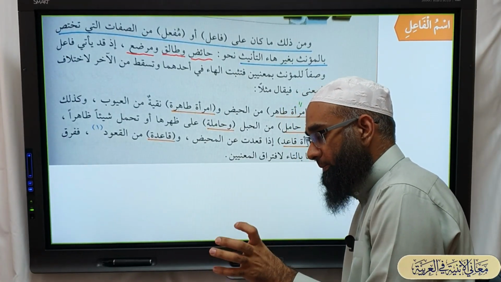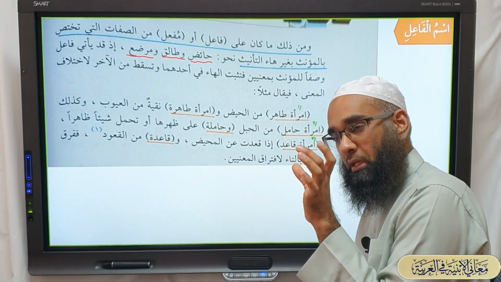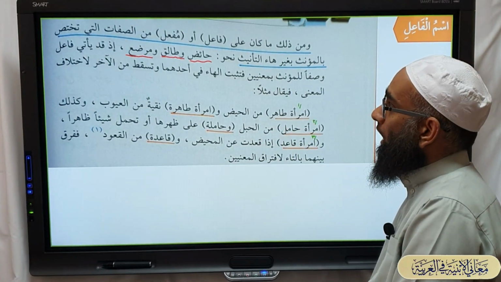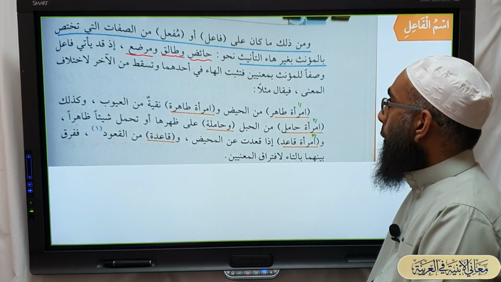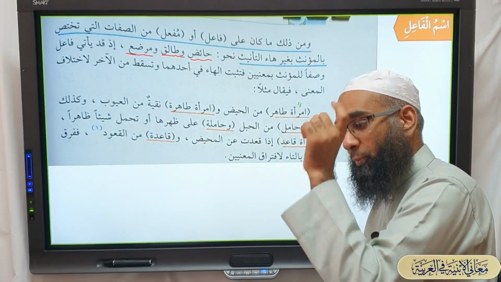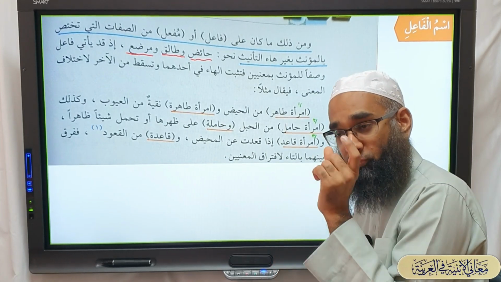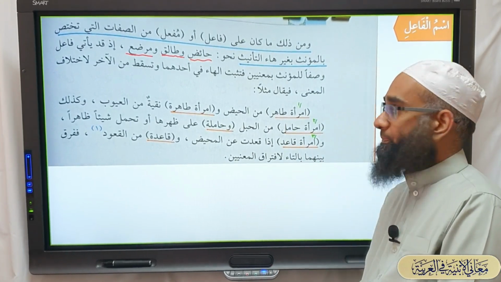Now what he's saying here is that these adjectives can be used in two ways. They can be used with a ta marbuta and without a ta marbuta. And both uses of the word will have different meanings.